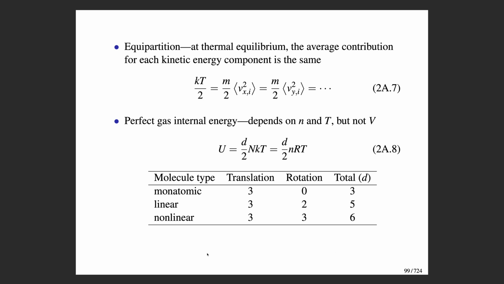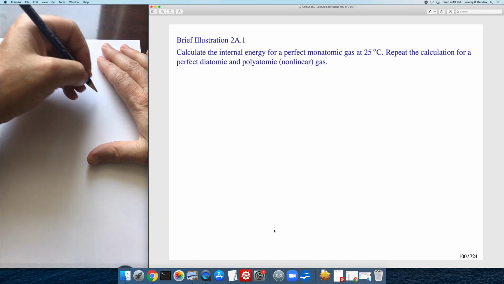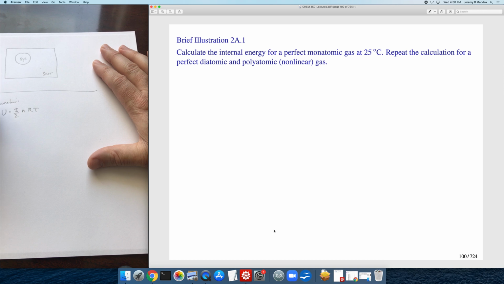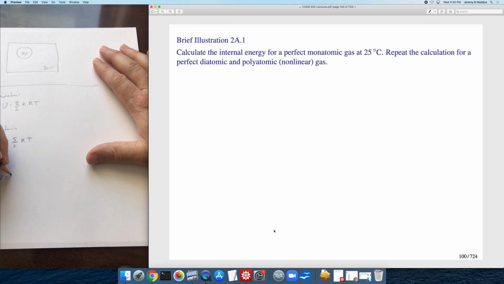So this is something that you should focus on learning, so spend some extra time committing this to memory. And then what we're being asked to do here is to calculate the internal energy for an ideal monoatomic gas, and then repeat the calculation for diatomic and polyatomic gases. So for the monoatomic case, U equals 3/2 nRT. Let's just do this for 1 mole of gas. For the diatomic, U is going to be equal to 5/2 RT. And then for the polyatomic, U is going to be equal to 3 RT.